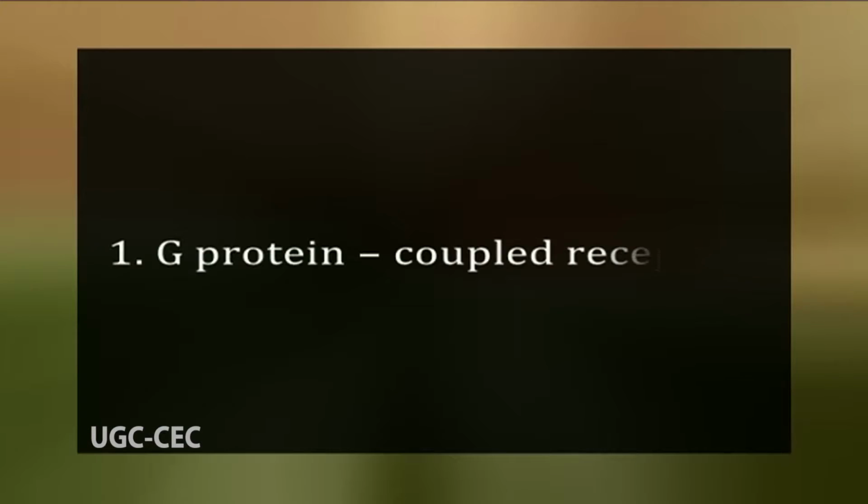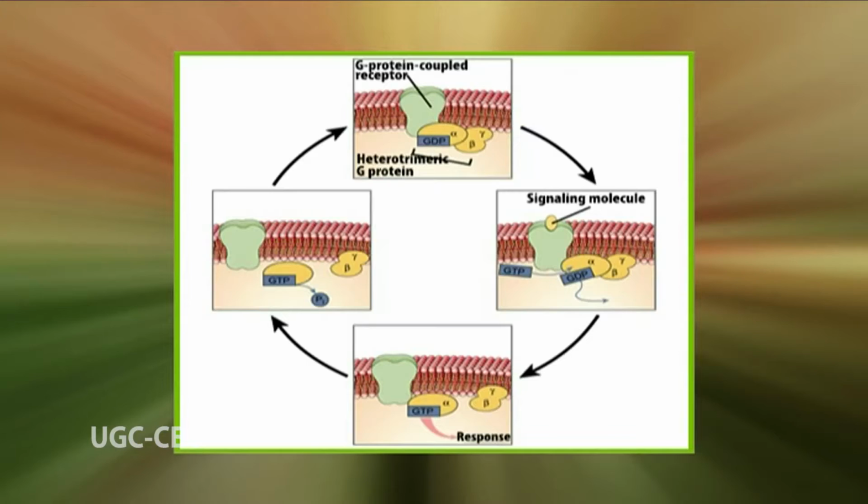Number 1, G protein coupled receptors. Ligand binding activates a G protein, which in turn activates or inhibits an enzyme that generates a specific second messenger or modulates an ion channel, causing a change in membrane potential. The receptors for epinephrine, serotonin, and glucagon are examples.